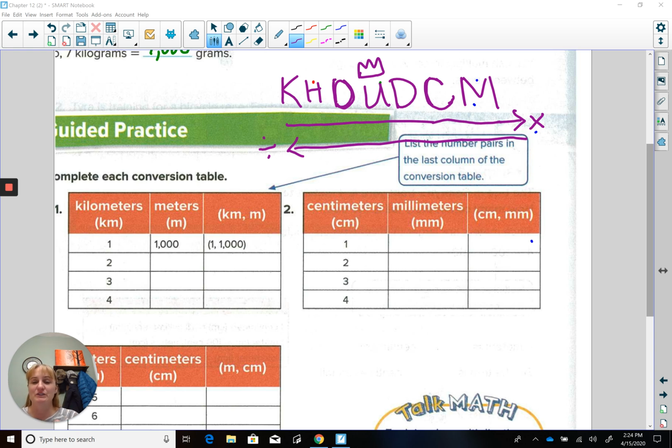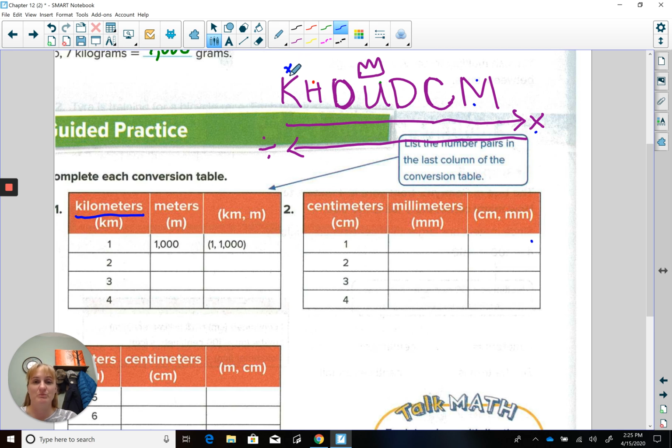We were going to go back and do these conversion tables down below, and the King Henry Died Unusually Drinking Chocolate Milk is up at the top, so we're going to use that to help answer them. Okay, so to do this, we're going to first always look at our unit of measurement. In this case, we are looking at kilometers. Kilometers is right here. So we're going from kilometers to meters, and remember there is no prefix in front of this, so this is your unit, meters, right here.